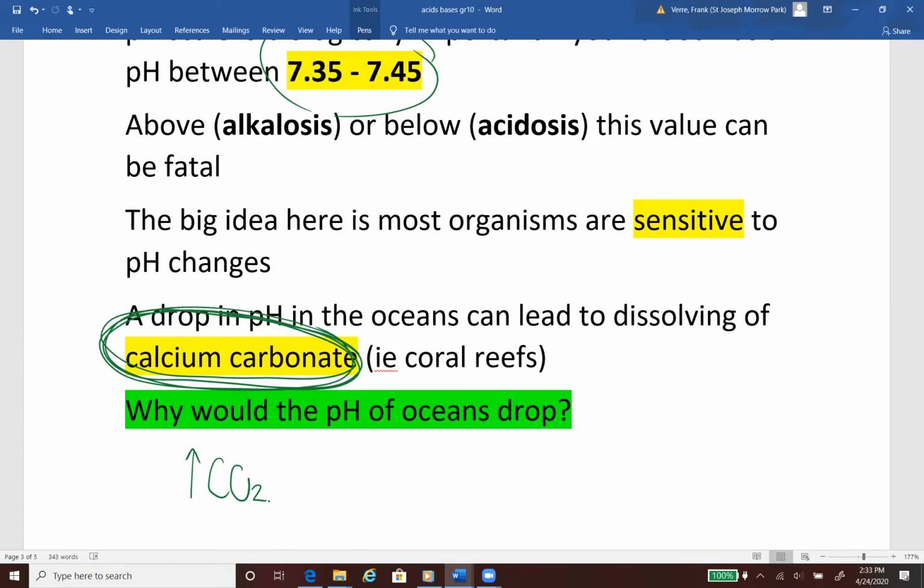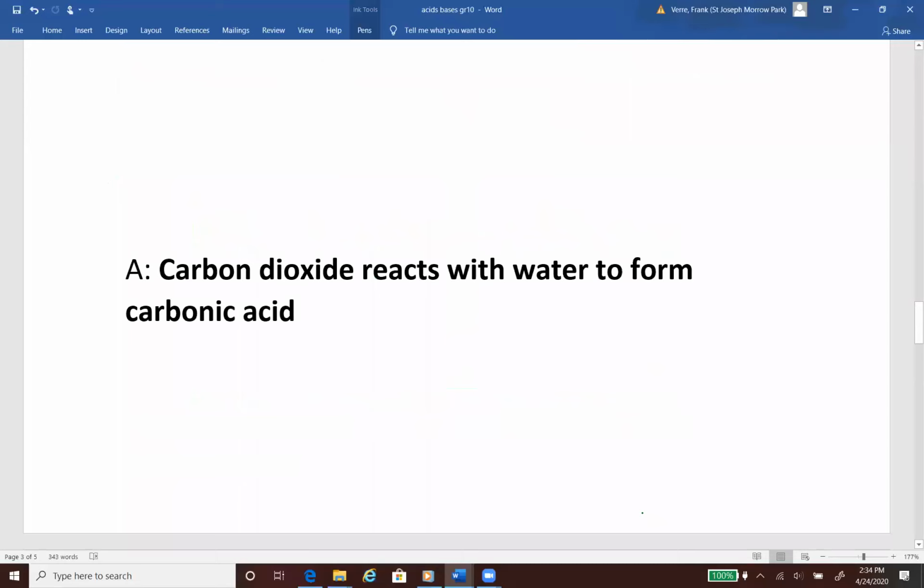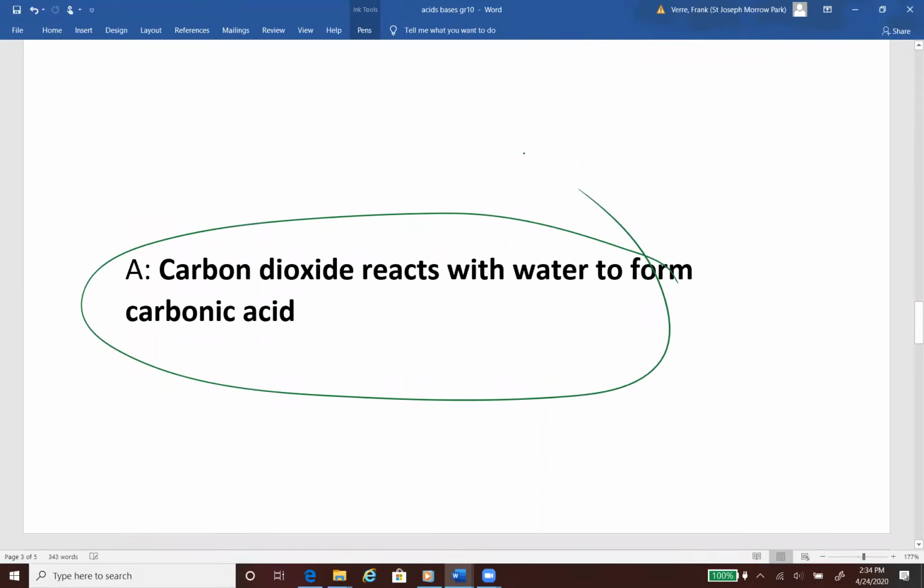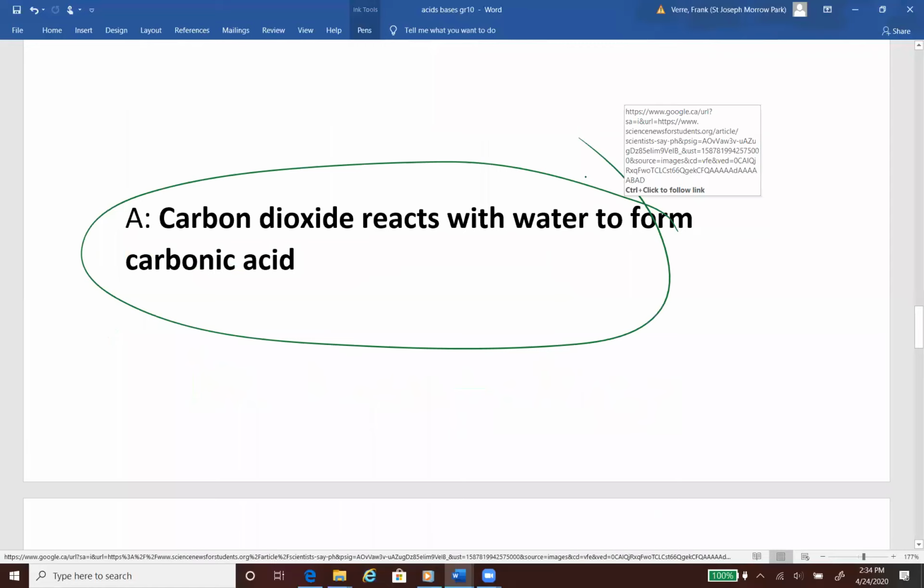So what happens is the high levels of CO2 react with water to form something called carbonic acid. The carbonic acid then lowers the pH of the ocean, and the drop in pH affects the exoskeleton of coral reefs, which is made of calcium carbonate. So you can see it here, it's carbon dioxide reacting with water. This is the issue. That's why the pH actually drops.